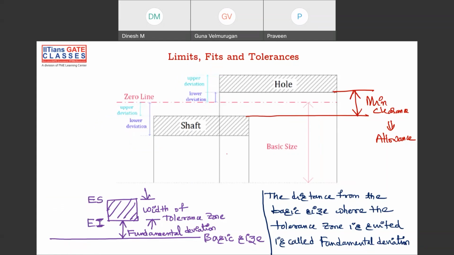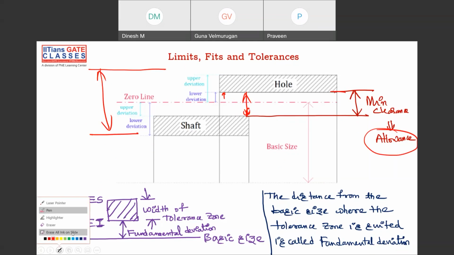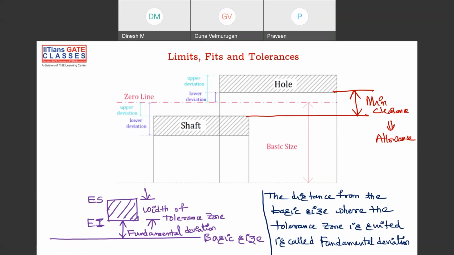Okay, good. Now, the minimum clearance is this one, right? If you take the maximum value of shaft and the minimum value of hole, then this is the minimum clearance. And if you take the maximum value of hole and the minimum value of shaft, then this is the maximum clearance, right? Is it clear? This minimum clearance is also known as allowance. And the distance from basic size to where the tolerance zone is situated is known as fundamental deviation, right? So this is your fundamental deviation.